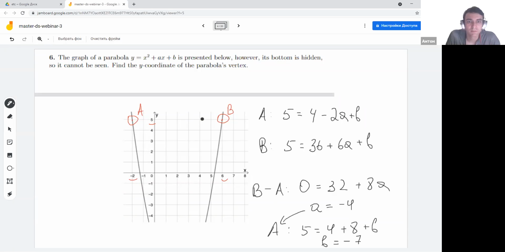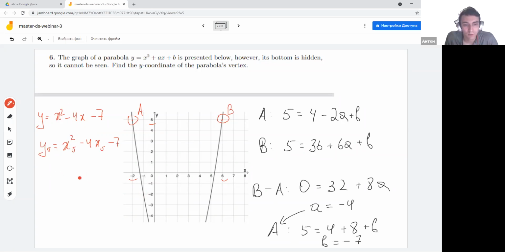So now I have the full equation. I write it in red here. y equals x squared minus 4x minus 7. This is the equation of the parabola which is given here. And I'm asked to find the y coordinate of the vertex, which is actually the value of this expression when x is substituted with the x coordinate of the vertex.